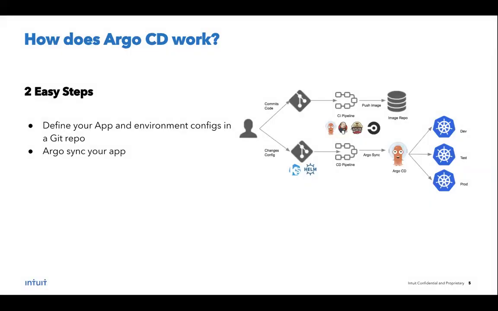So how does Argo CD work? It works in two simple steps. You define your application and your different environments where your application will be deployed in a Git repo. And then any change to your application configs will trigger deployment. So we'll call Argo Sync to deploy your app. So two simple steps.